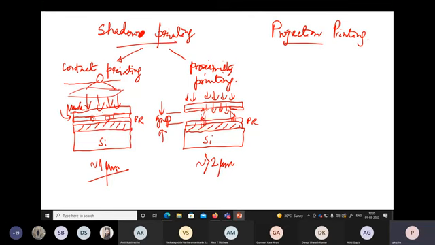Usually the critical dimension achieved for proximity printing is around root of lambda times g. Lambda is the wavelength of the UV light and g is nothing but the gap between the mask and the substrate. So as you increase g, your critical dimension will deteriorate.